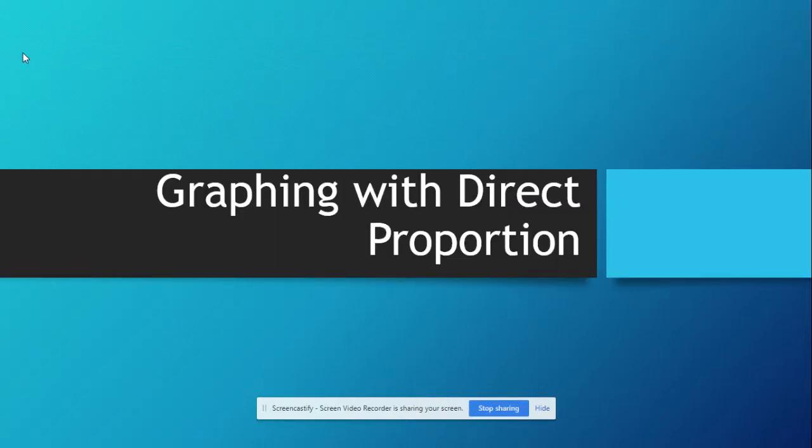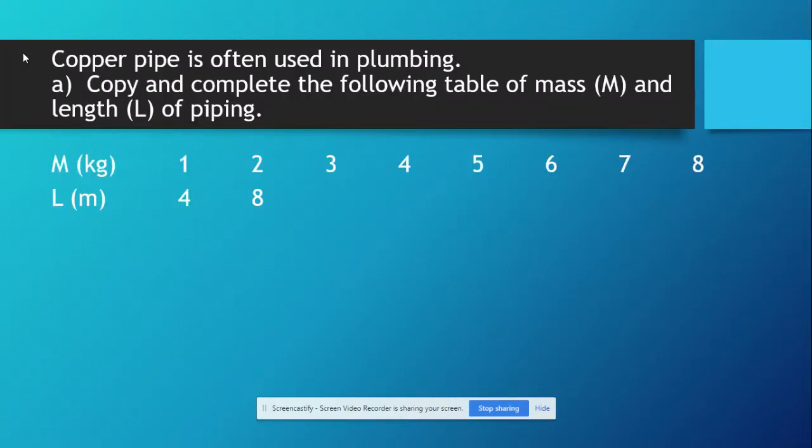Okay, so we're looking at graphing with direct proportion. Question: you guys know a lot of these questions, but I just want to make sure you're setting everything out correctly. So the question will say, copper pipe is often used in plumbing. A, copy and complete the following table of mass, which is how much it weighs, and the length of piping L, which is the length of piping, obviously. They give it to you exactly like this, so you've got to fill it in.